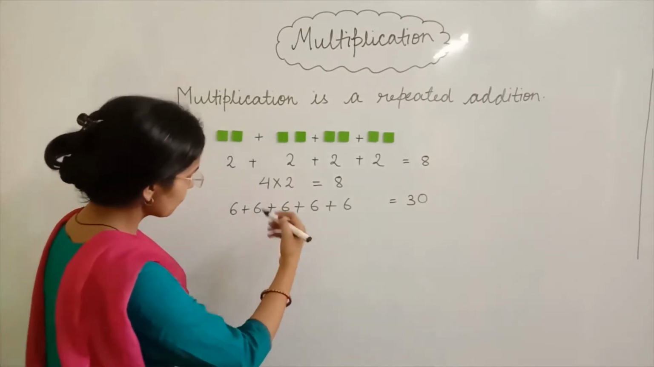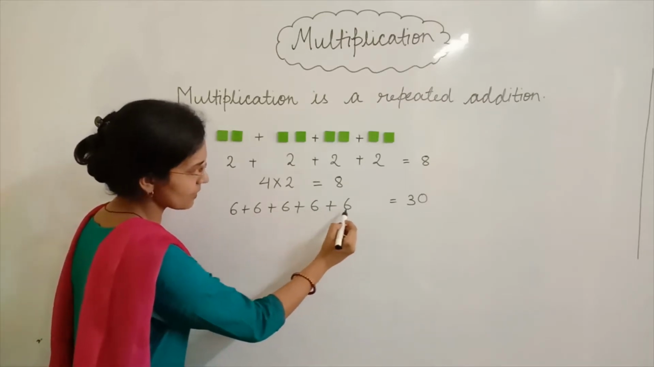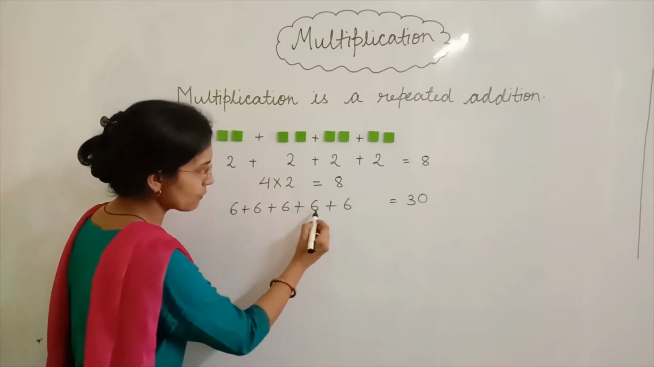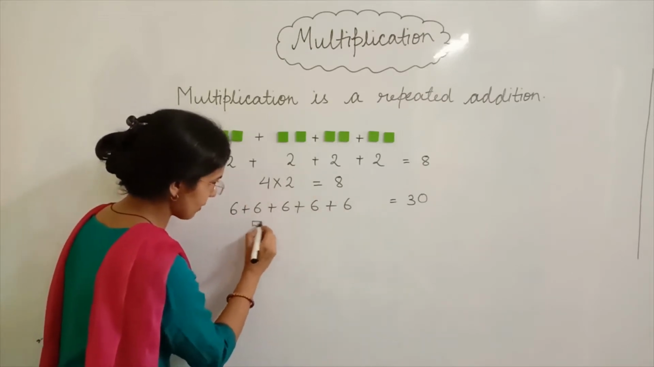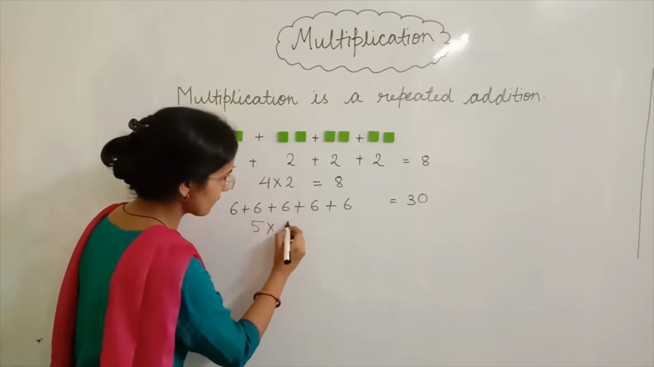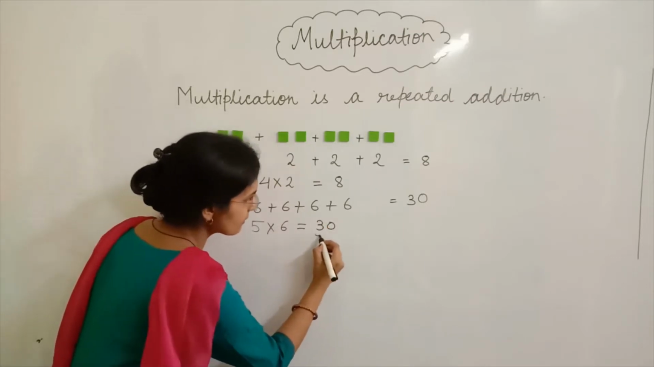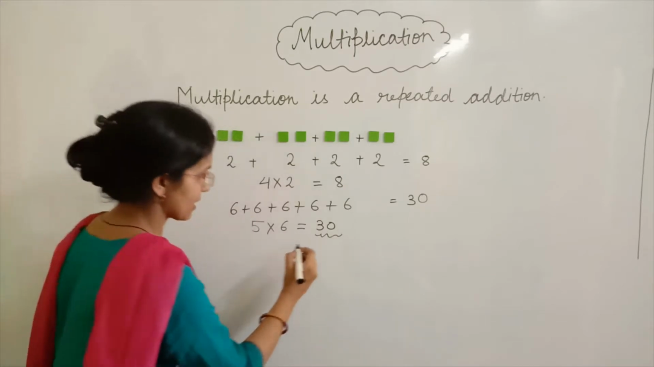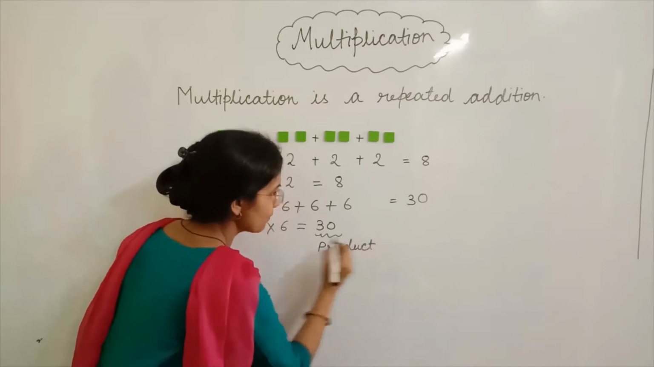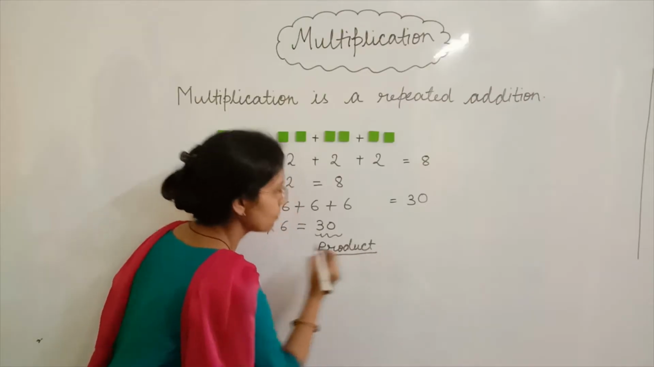I will show you more examples. Like, just see. 6 plus 6 plus 6 plus 6 plus 6 is equal to 30. How many groups are there? 1, 2, 3, 4, 5. So first we write the number of groups, then multiply. What is the number in each group? 6. So 5 multiplied by 6 is equal to 30. This part is called product. When we multiply two numbers, the answer which we get is called product.